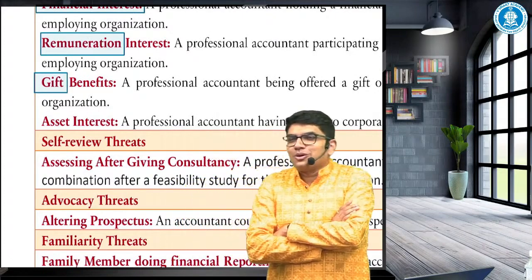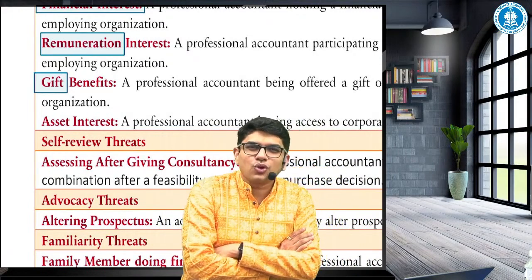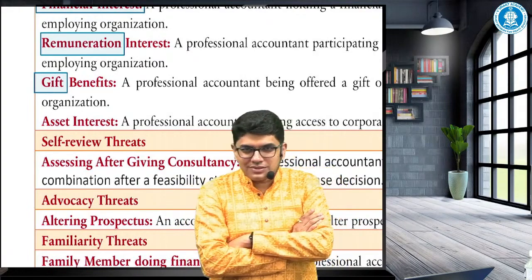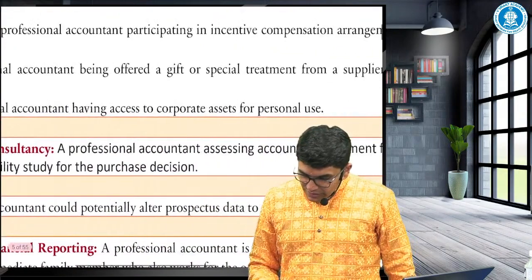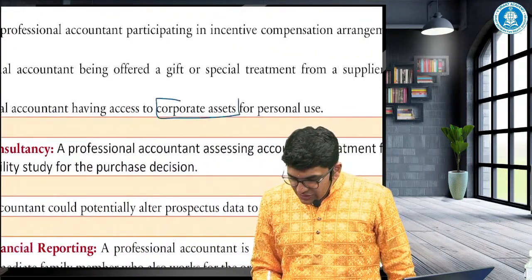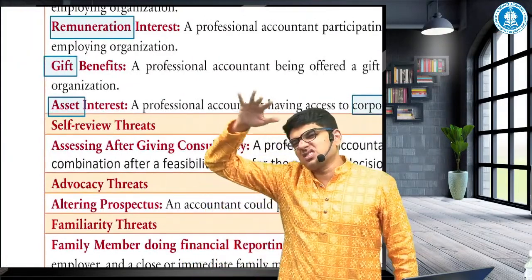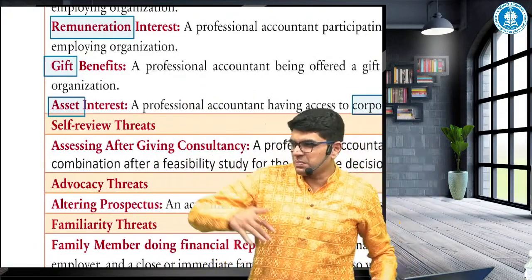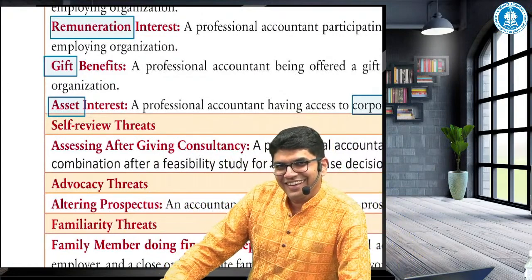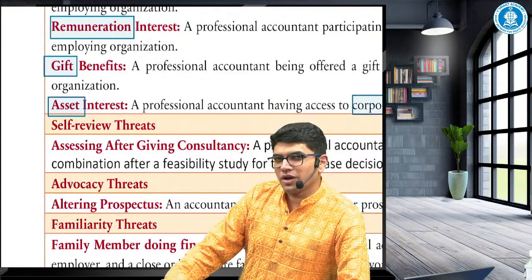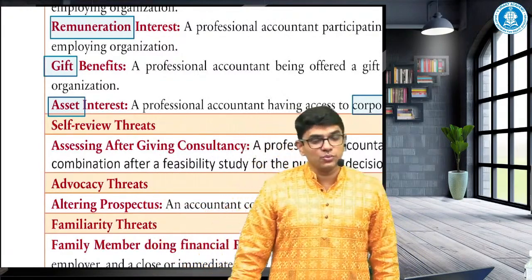So employers may promise a lot of gifts and put pressure to do wrong reporting and prepare wrong financial statements. That is a self-interest threat. Another is access to corporate assets: we will give you access to company cars, company guest houses, company premises if you work as per our requirement, or we will take away the access from you. So you may get such cases.